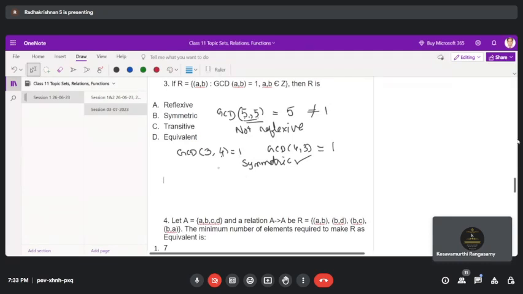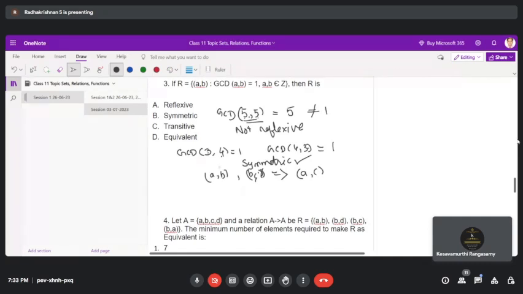What is the condition for transitive? If A is related to B and B is related to C, then this implies A and C should also be there in the relation. So that is what transitive is.